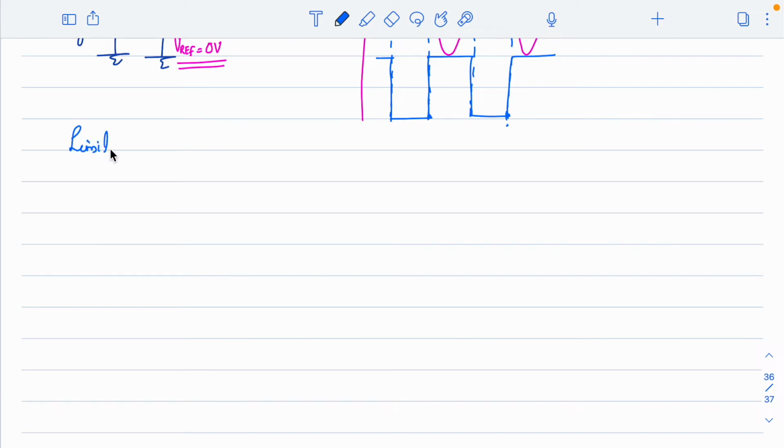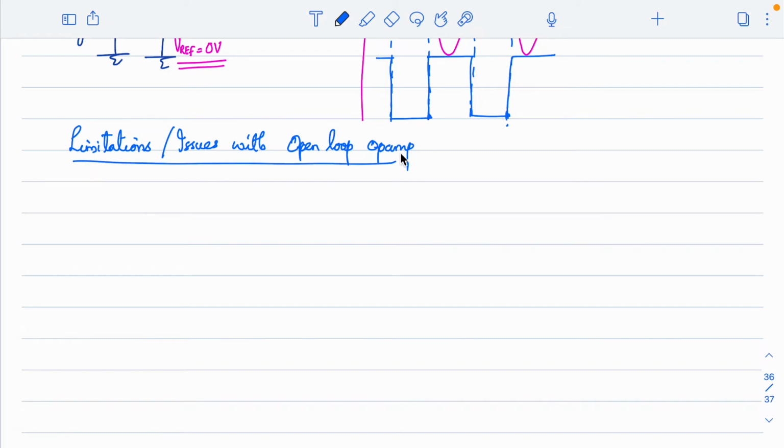So limitations or issues with open loop op-amp circuits, especially comparators. We are talking about comparators here, right? So now consider the input signal. Input signal can be of any frequency, right? That depends on the application where we use it.